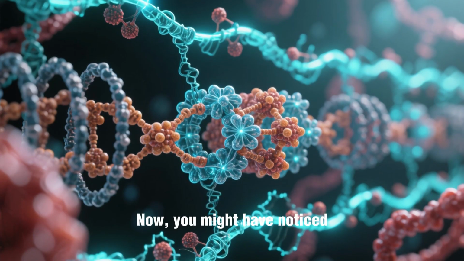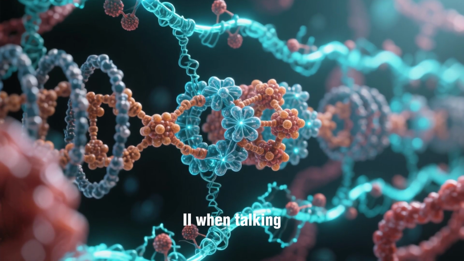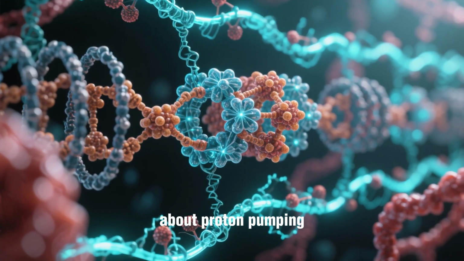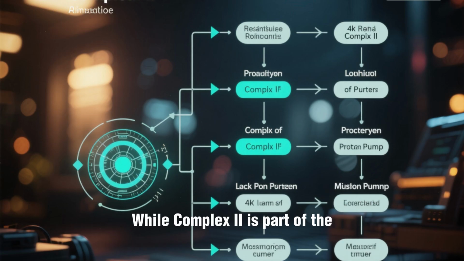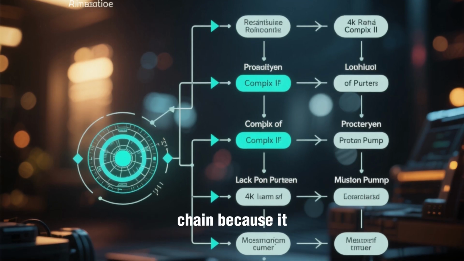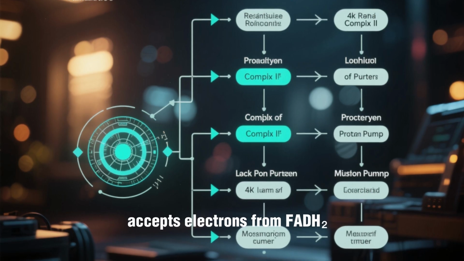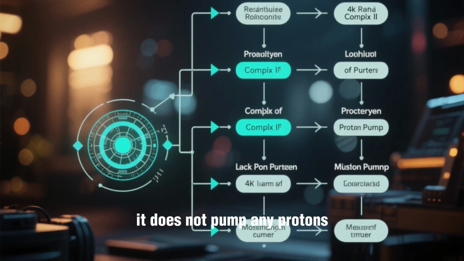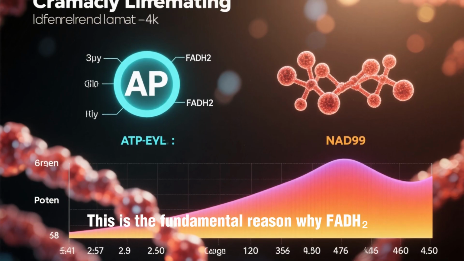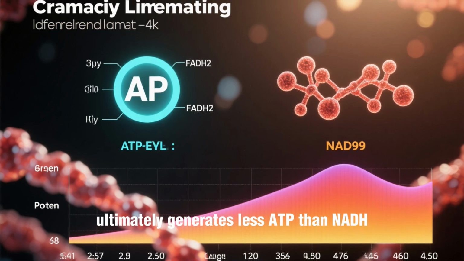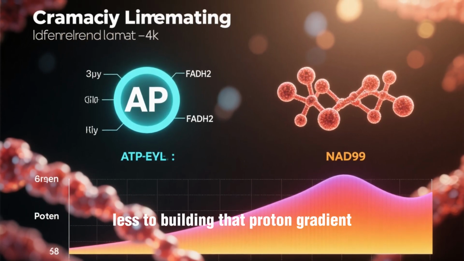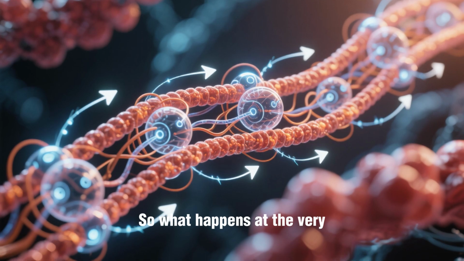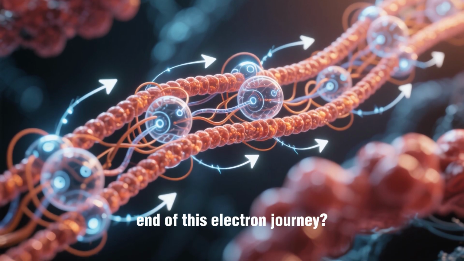Now, you might have noticed I skipped over complex 2 when talking about proton pumping. This is a super important detail and a common exam question. While complex 2 is part of the chain because it accepts electrons from FADH2, it does not pump any protons. This is the fundamental reason why FADH2 ultimately generates less ATP than NADH, because it contributes less to building that proton gradient. So, what happens at the very end of this electron journey?